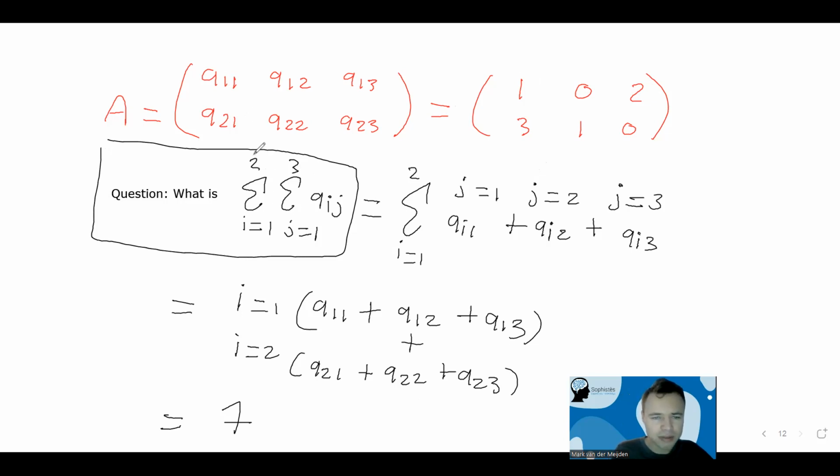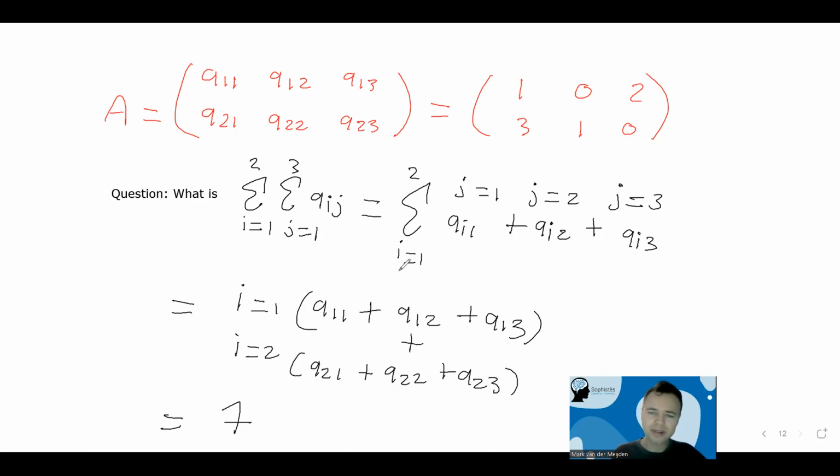And then notice that this first summation goes up to 2 because you have 2 rows. And the second summation goes up to 3 because you have 3 columns. I could also have switched the 2 summations. That's also fine. Okay. Is this clear for everyone? This was just an example.